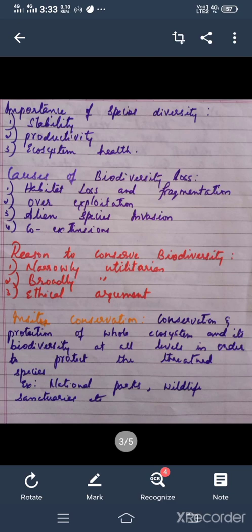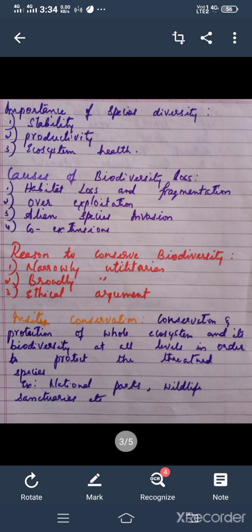Alien species invasion. Different types of plants or animals, when they invade from one region to another region, destroy that area by occupying it completely, and that is called alien species invasion.